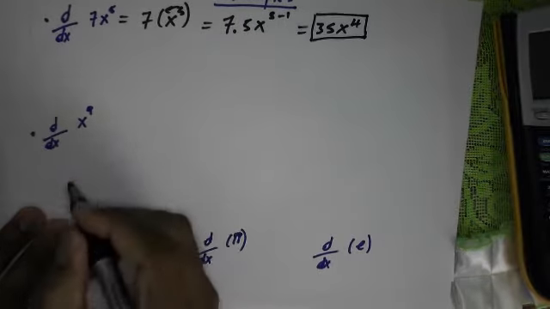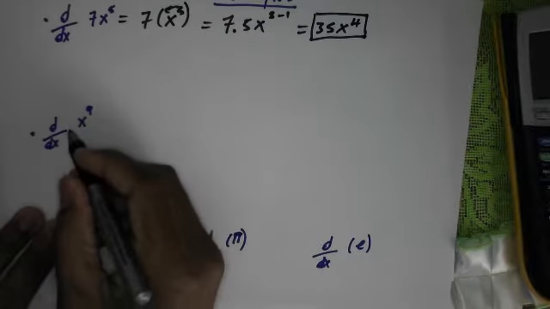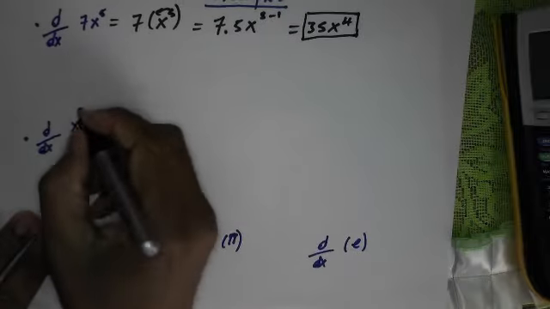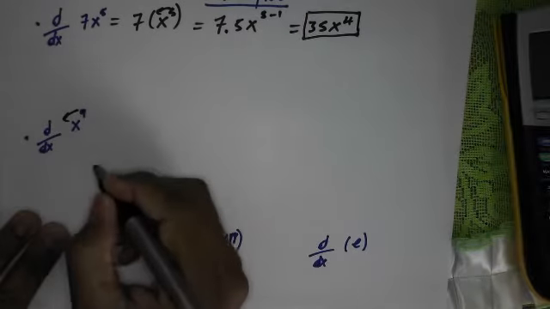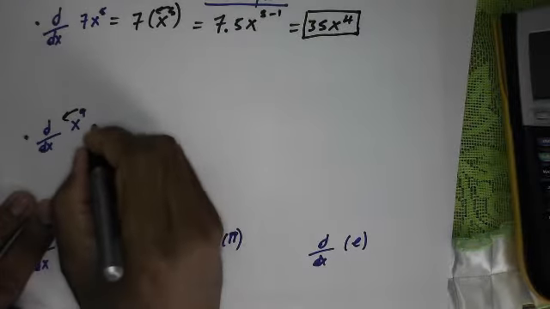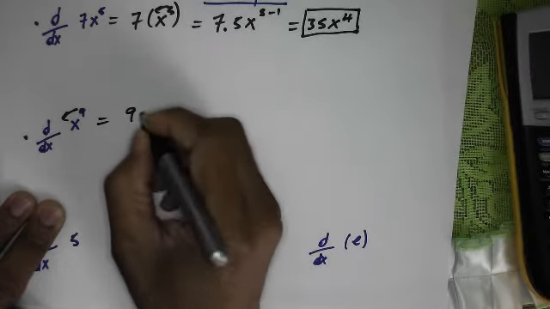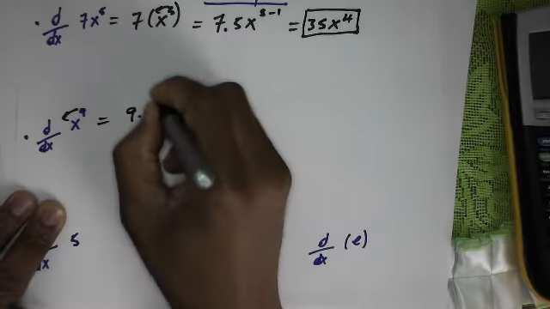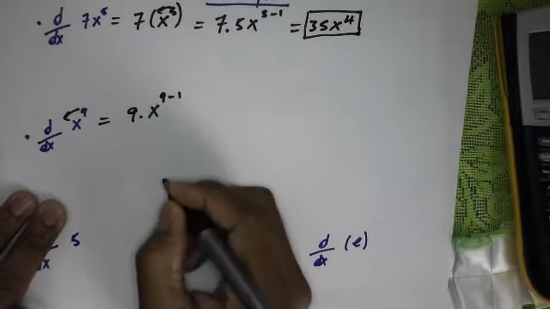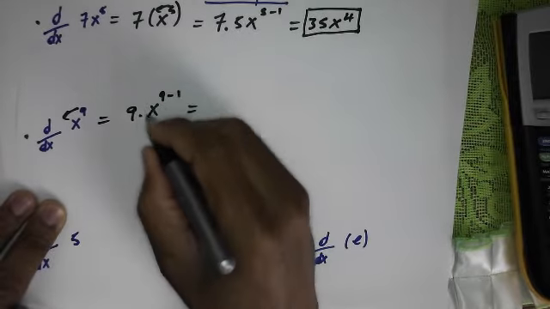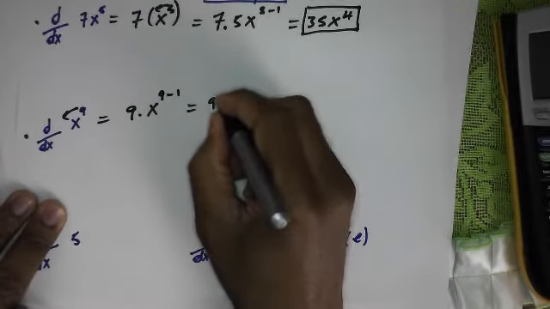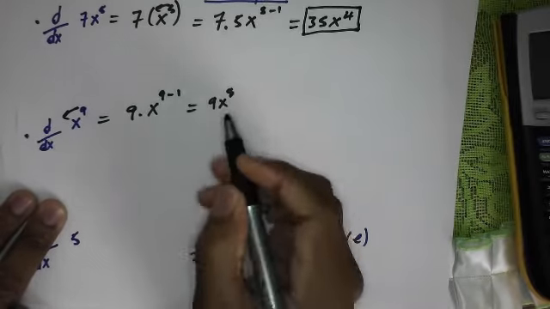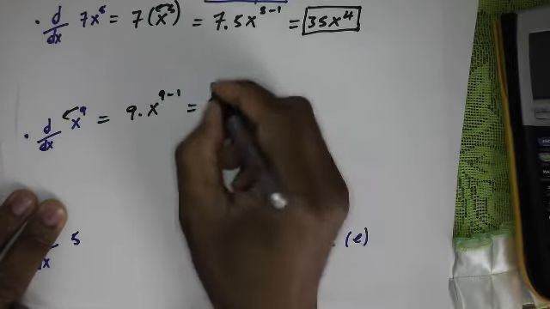Alright, the second question is, we should find the derivative of x to the 9. So again, I'm going to take my exponent to the front there. If I take my exponent to the front, I will have 9 there, times x to my original exponent, which is 9, and I subtract 1 from that. So this would give me 9 times x, that is 9x, and 9 minus 1, that is 8. So my final answer is 9x to the 8.